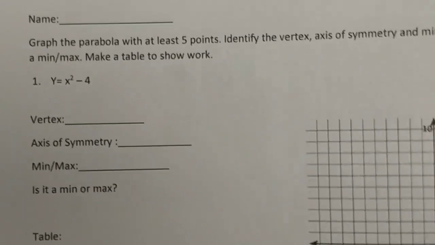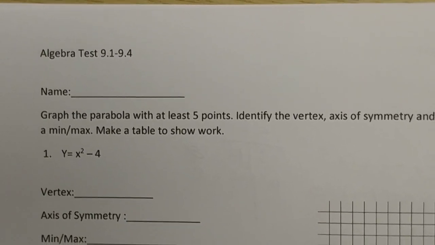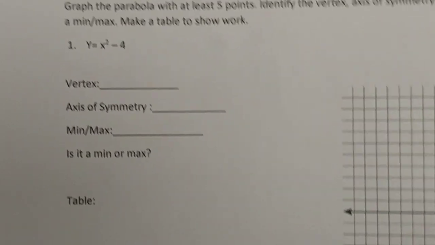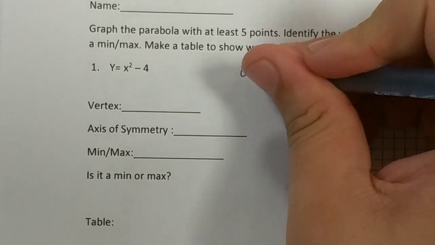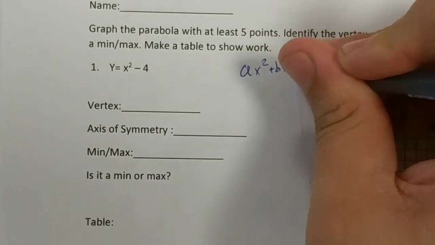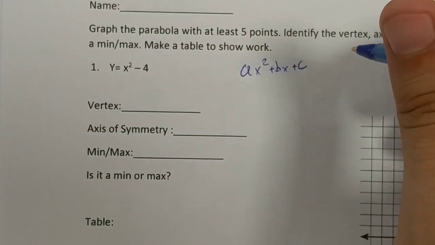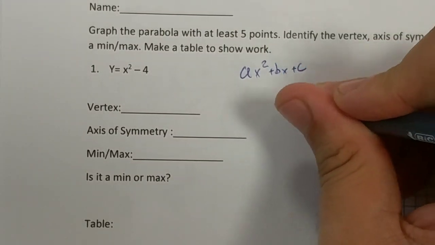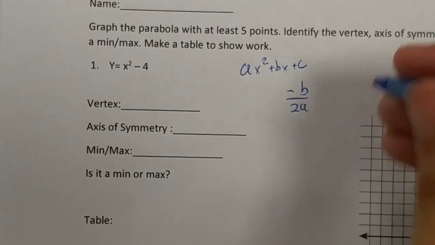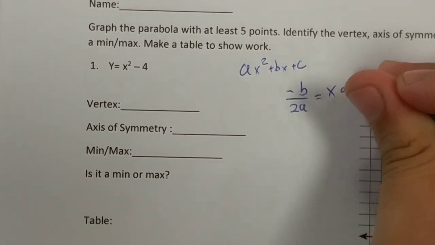Hey, next chapter, chapter 9. Graphing parabolas. Oh, ooh, scary. Okay, so you gotta remember this thing, ax squared plus bx plus c. We're using that a lot in the last one. Now there's something that we need to take care of, which is negative b over 2a. That's going to get you the x of the vertex.